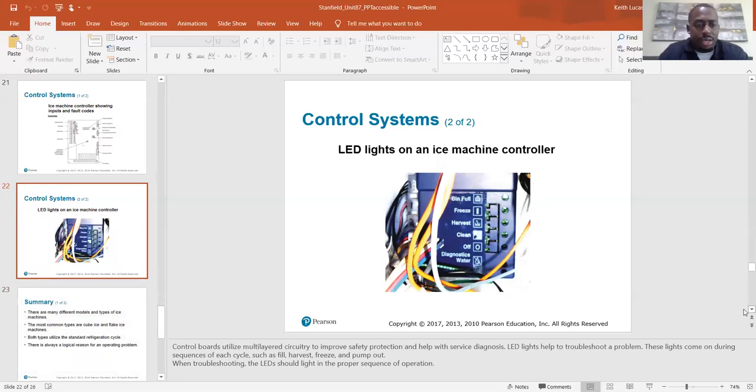Control systems, continued. Control boards utilize multi-layered circuitry to improve safety protection and help with service diagnosis. LED lights help to troubleshoot a problem. These lights come on during sequences of each cycle, such as fill, harvest, freeze, and pump out. When troubleshooting, the LED should light up in the proper sequence of operation.